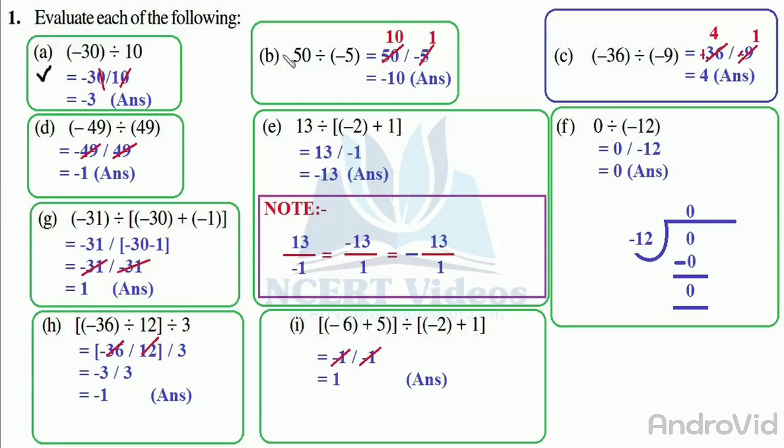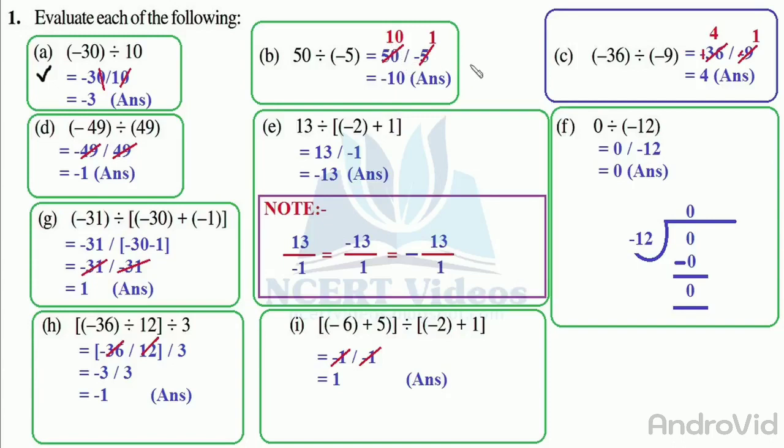Now B part, 50 divided by minus 5. You write 50, put the division sign. You can also do it in this manner, like we have done here. So 50 over minus 5. 1 5 is 5 and 10 5s are 50. So again it will be minus 10.